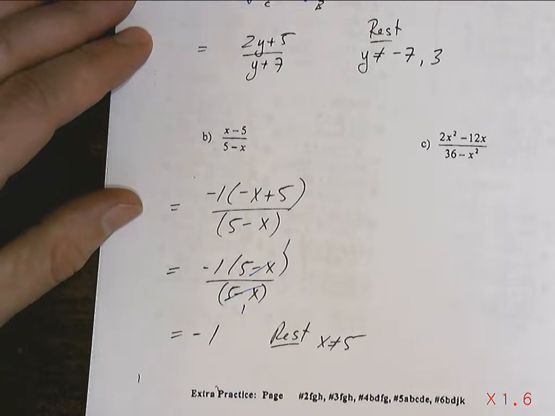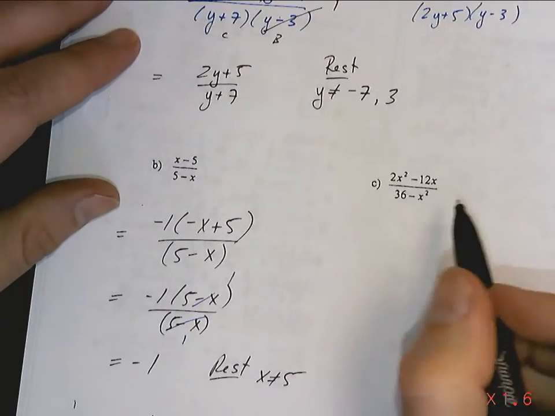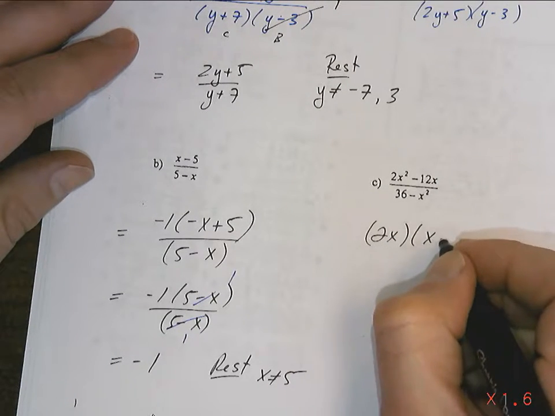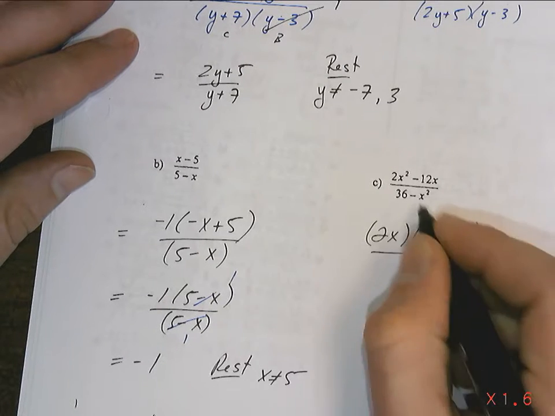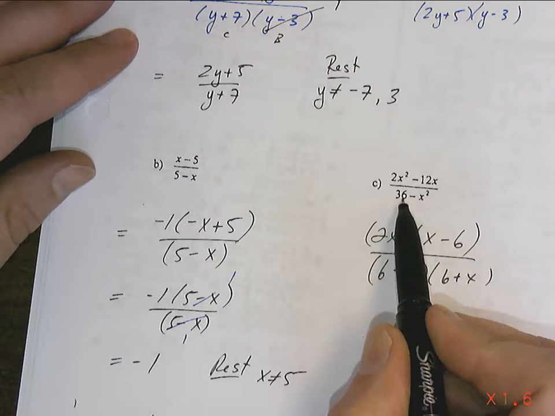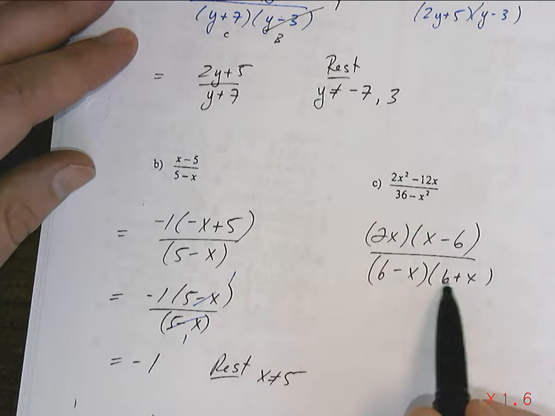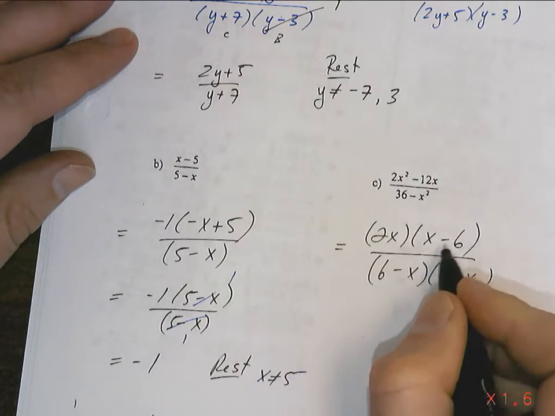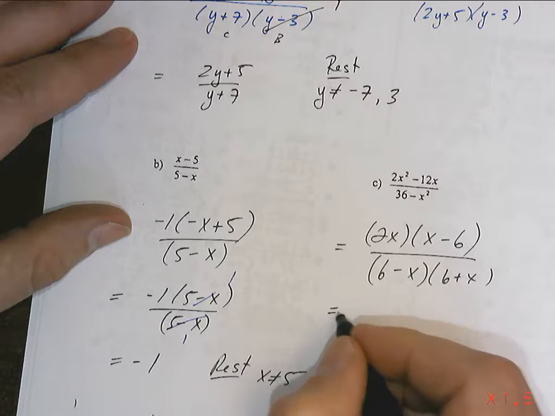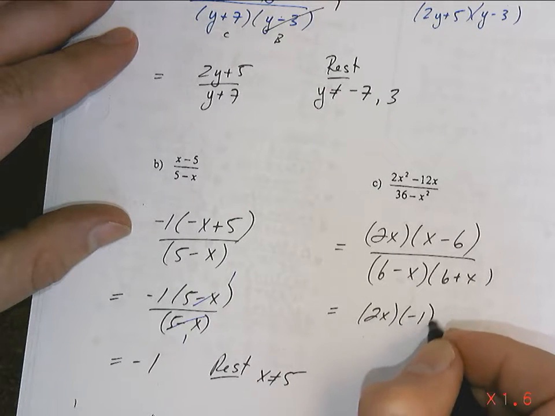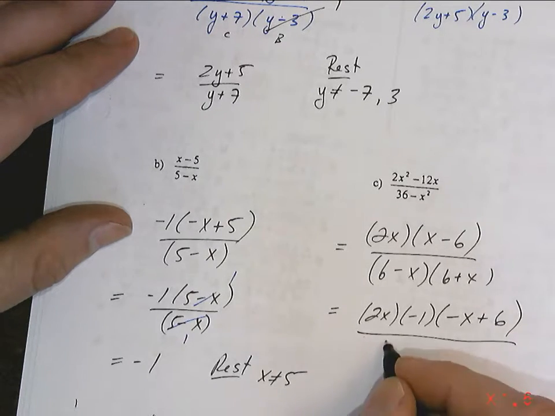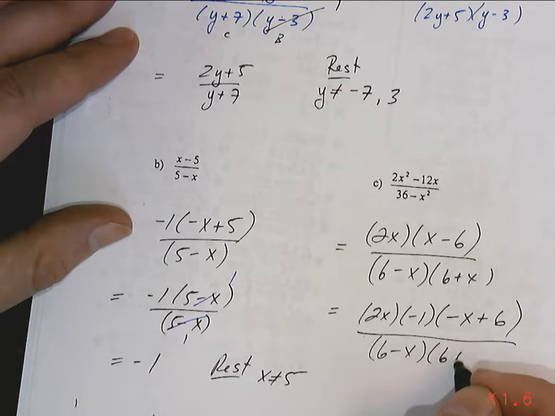The choice is yours. Over here, I'm looking at some common factoring on top. So 2x comes out, and it's going to be x minus 6. On the bottom, that's a difference of squares. Notice the number came first, then the variable. So the number, then the variable, the number, then the variable. Notice that these two are very similar, but not quite. I'm going to take a negative out of the top here. So 2x minus 1, negative x plus 6, over top of 6 minus x, 6 plus x.